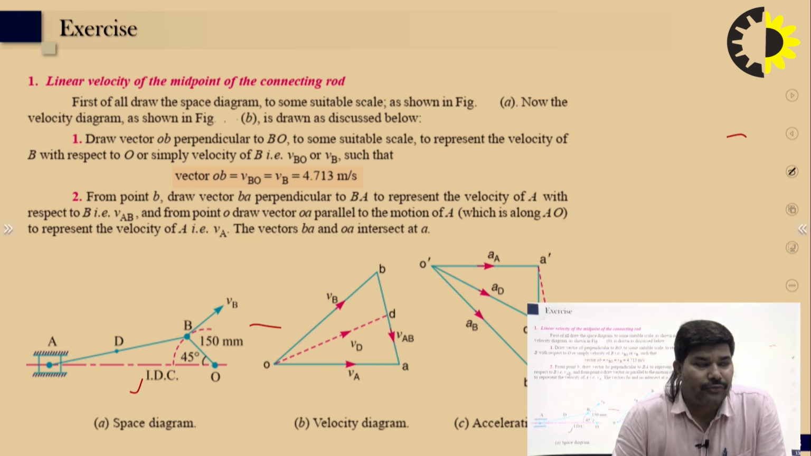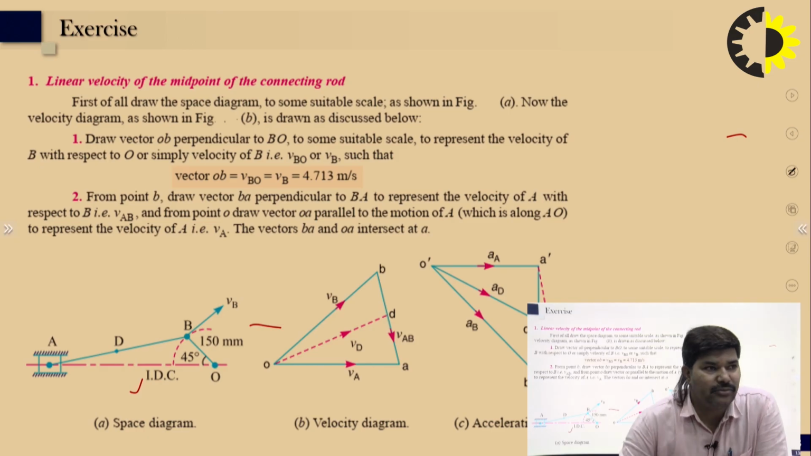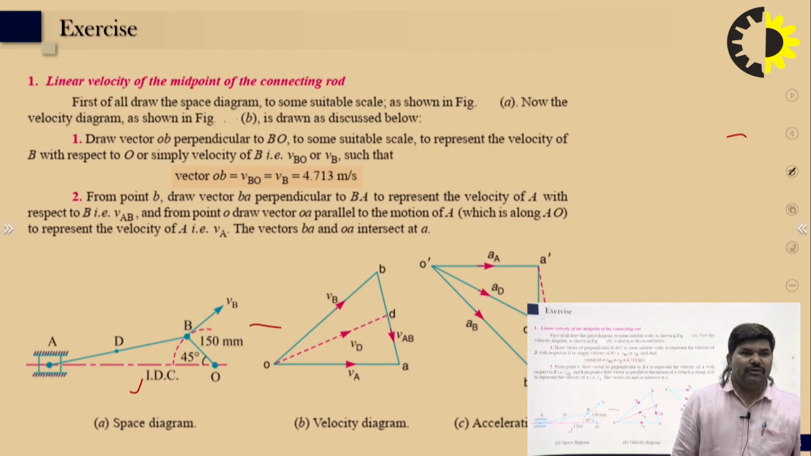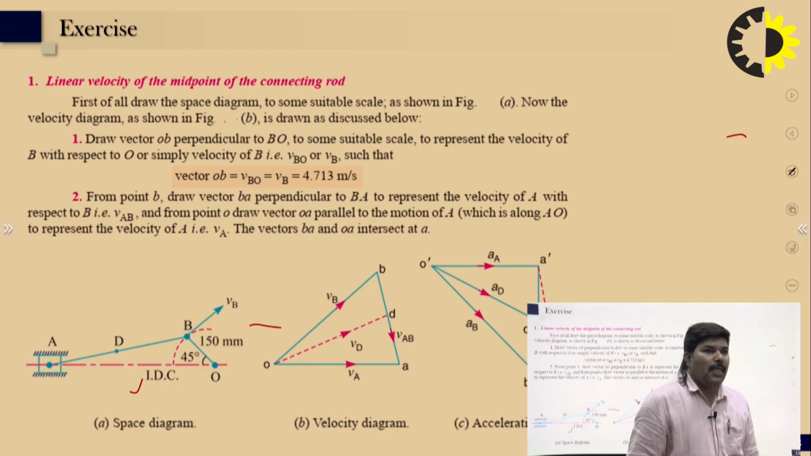After that, from O draw the vector OB perpendicular to BO with suitable scales and represent the velocity of B with respect to O. The velocity of B is given. So velocity of B with respect to O is 4.713 meter per second. So from point B dash, from point B, draw the vector BA perpendicular to BA and represent the velocity of A with respect to O. So we can draw the velocity diagram.